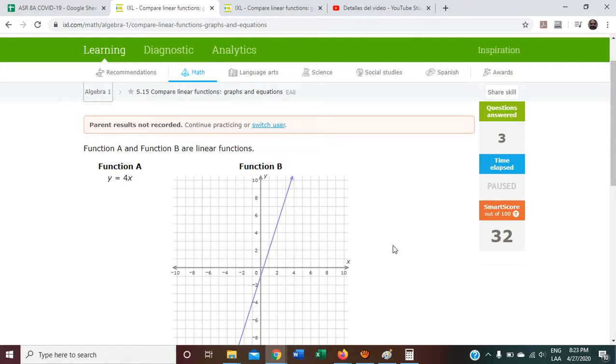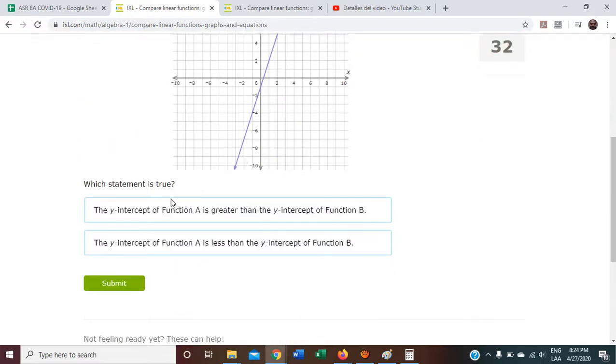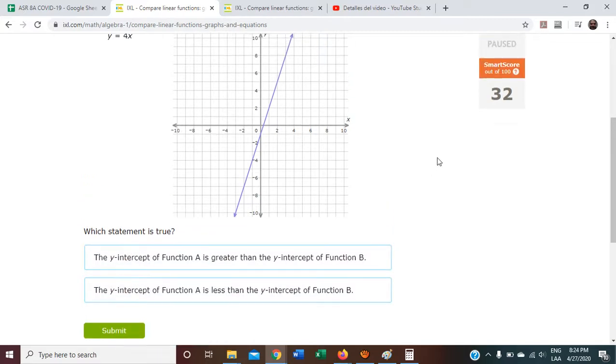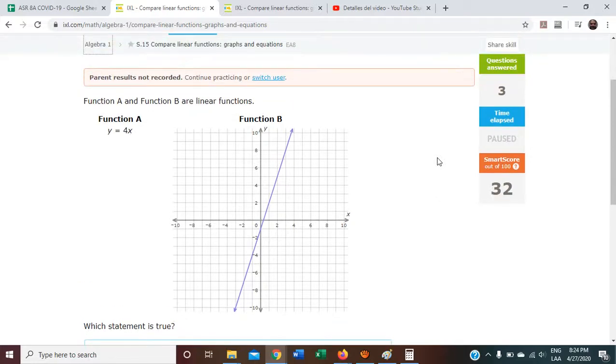Okay, now pay attention in this other example. We have function A, y equals 4x, and function B, we have this graph. Okay, now the question is different. They are not asking about the slope. They are asking you about the y-intercept. This is a little bit different, but it's kind of easy also. Okay, actually it's easier to get the y-intercept from a graph than to get the slope.